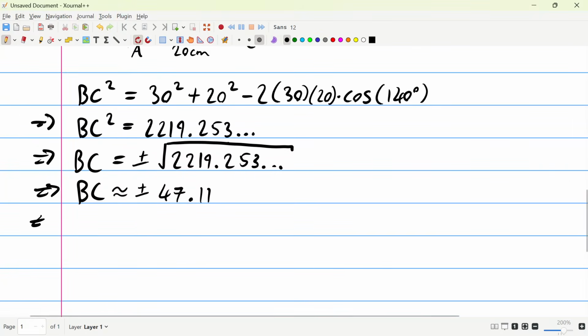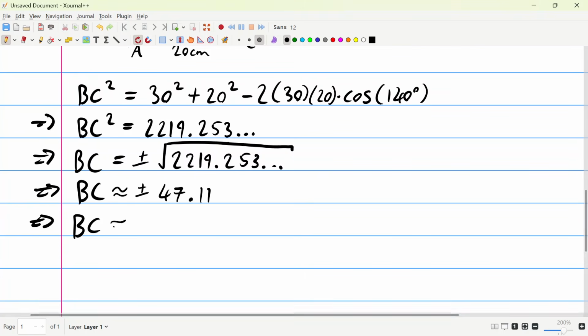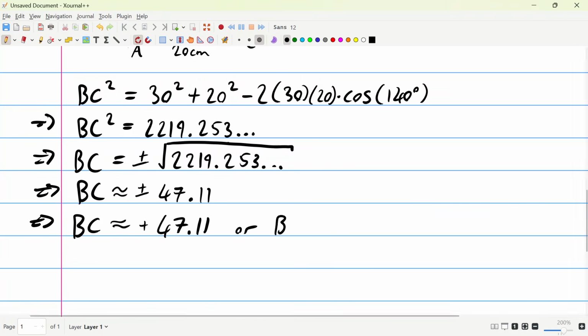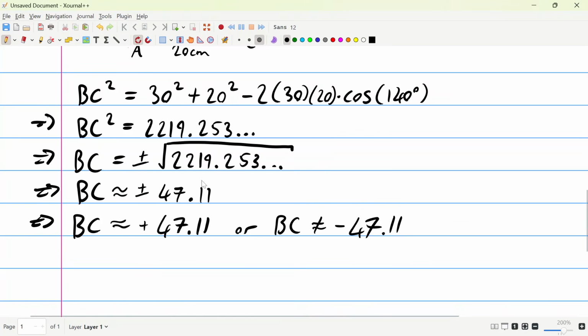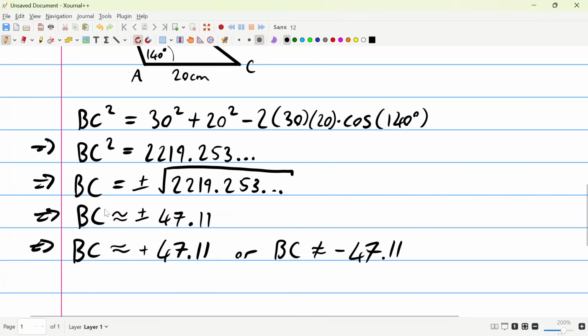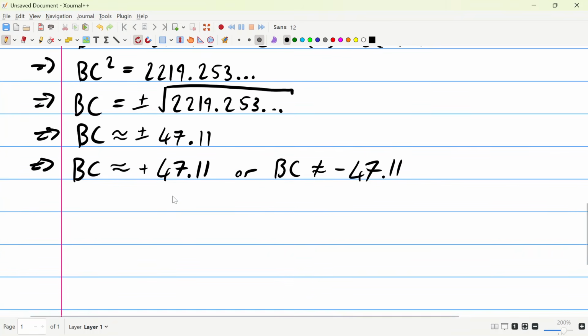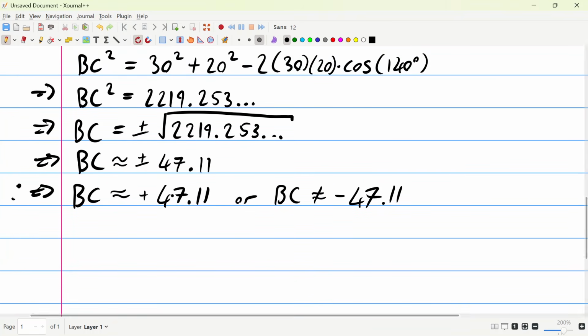So therefore, this implies that BC is approximately going to be positive 47.11, and we can say BC is not going to be the negative version. I just want to add this part here because obviously it's important to know when to differentiate between a negative and a positive when taking a square root. Okay, so there we go. We got our one side, which is approximately 47.11 centimeters, by the way. Don't forget about this part here.